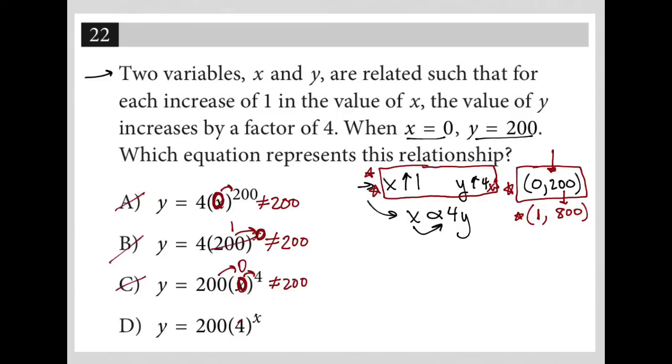If x were 0, 4 to the 0 power, now anything to the 0 power is equal to 1. So this is 1. And then 1 times 200 actually is equal to 200. So choice D must be the correct answer. I didn't even need to use the (1, 800) because I was able to narrow down the correct answer by focusing on the information provided that says that when x is 0, y should be equal to 200.